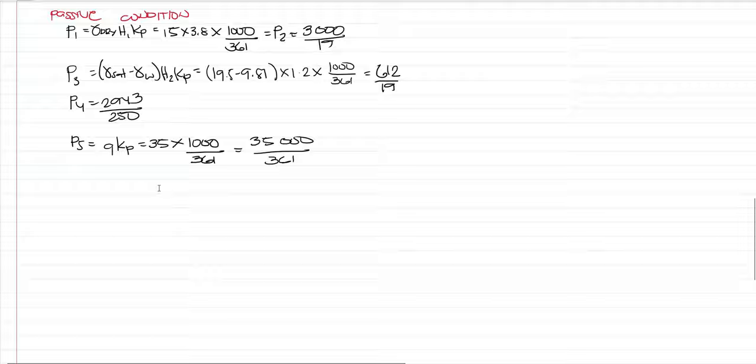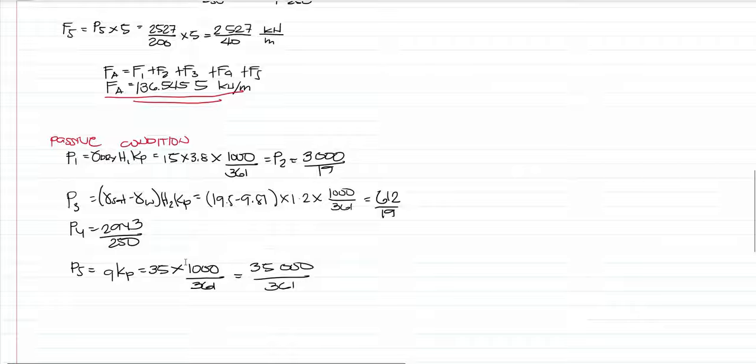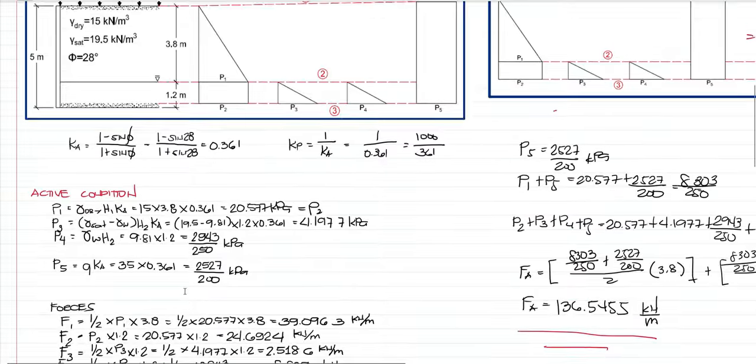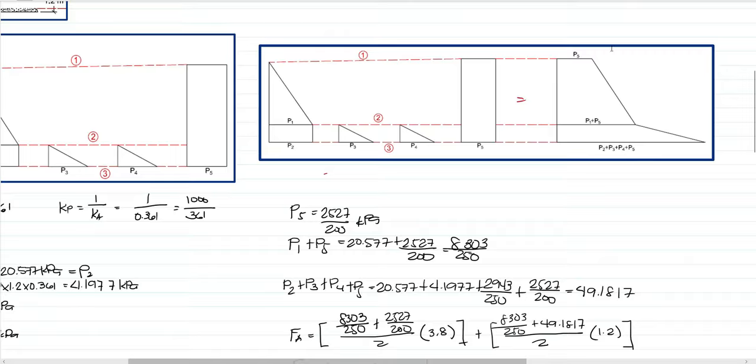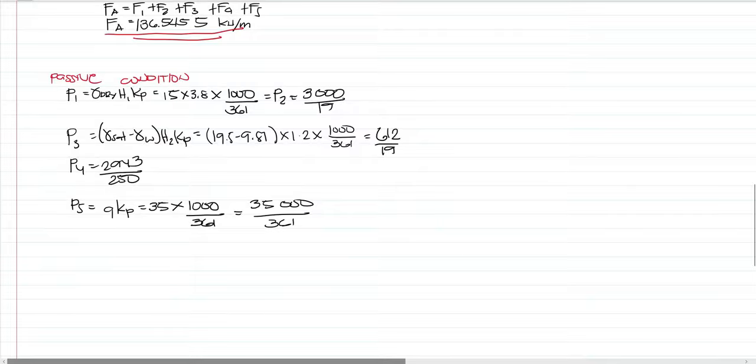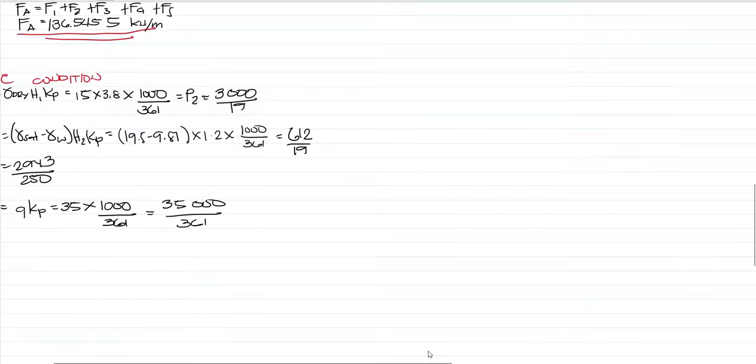So, ito na yung pressure natin. Pwede tayong mamili kung gagamitin natin yung resulting pressure diagram or pwede rin yung force diagrams or yung forces na lang individually. So, gamitin natin yung pressure diagram. Same procedure. We have P5, tapos P1 plus P5 sa second level, and P2 plus P3 plus P4 plus P5 sa third level. So, automatically meron tayong P5, which is 35,000 over 361.